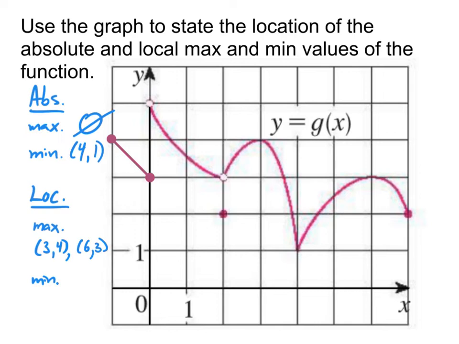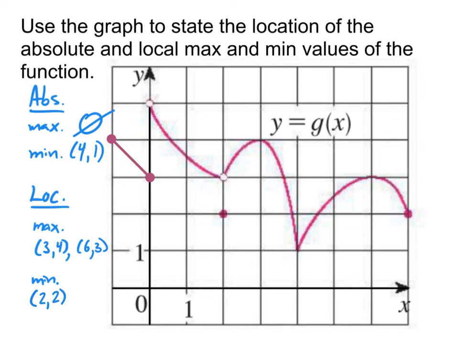What about this point right here? Is it lower than all the points directly to its left? Well, yes, it is lower than those. Is it lower than all the points directly on its right? Yes, it is lower than those as well, which meets our definition for a minimum. So we will say that that is, yes, a local minimum there at 2, 2.